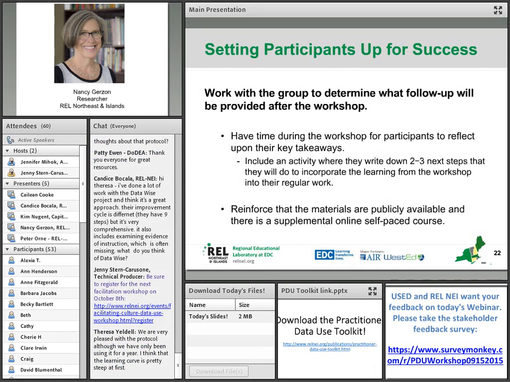And the materials, of course, are publicly available, and as we mentioned earlier, there's a supplemental online course that can help with that. So for those of you who are thinking about getting some more step-by-step information before you lead this, that's there for you. And as well, if your teachers are interested in doing that work to help lead some of these conversations, that's available for them as well.